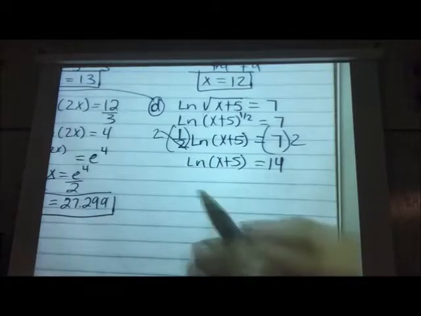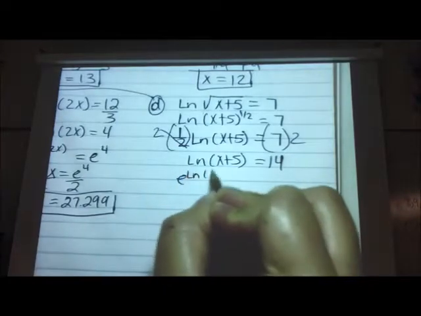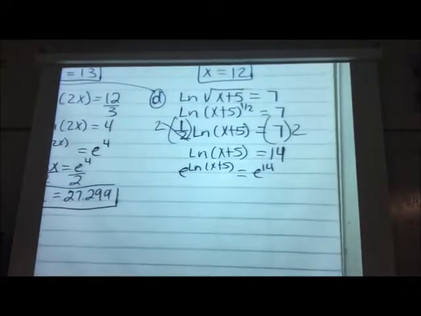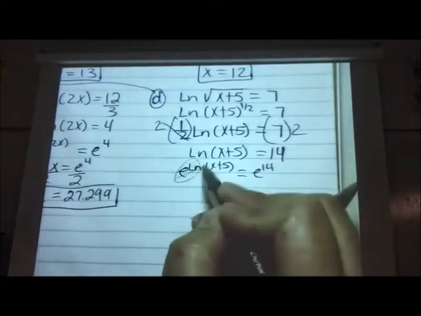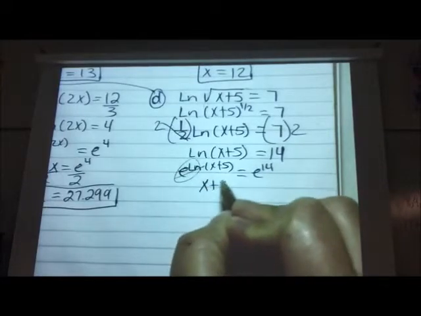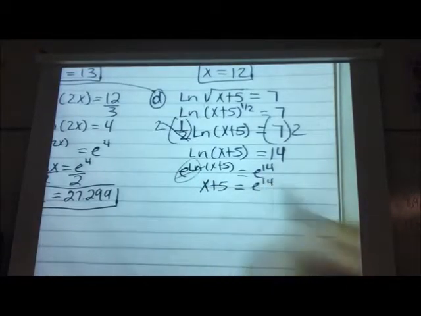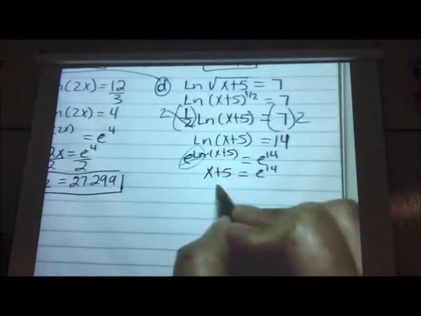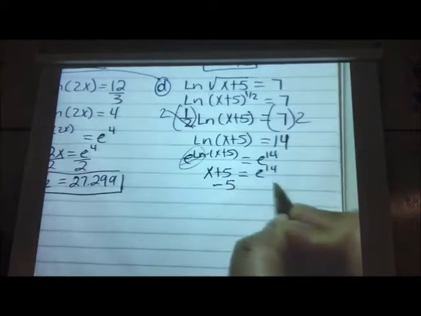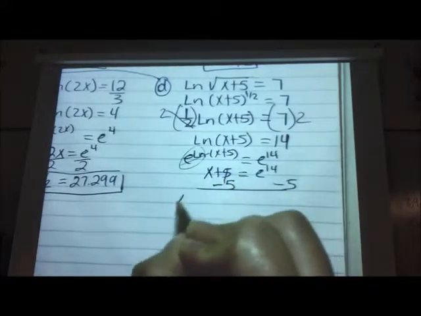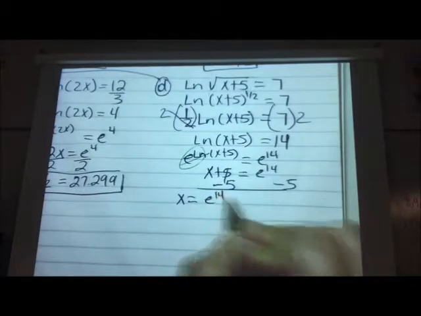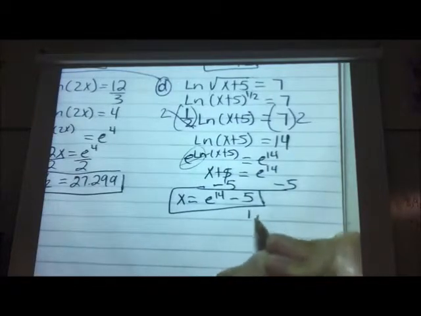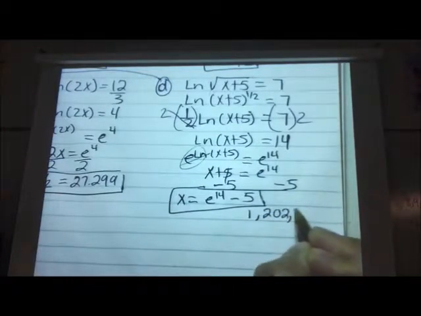Now what do I do? e to the power of ln of x plus 5 and e to the power of 14. e and ln cancel. x plus 5 equals e to the 14th, and the only thing left for me to do to solve for x is subtract 5. So x equals e to the 14th minus 5, or 1,202,599.284. Oh, wow.